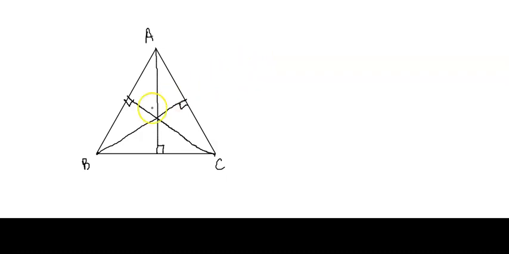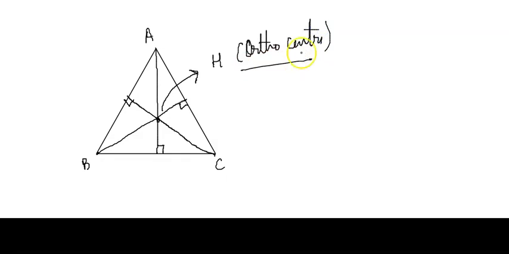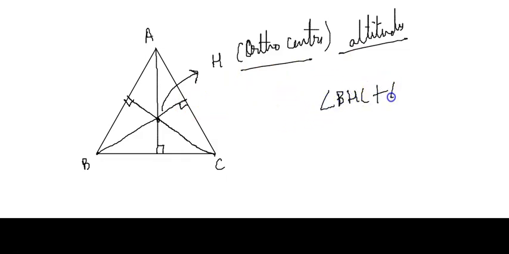So the point of intersection of all altitudes is called the orthocenter. What is the orthocenter? It is the point where all altitudes intersect. And the property of the orthocenter is that angle BHC and angle A are supplementary angles. In the same way, angle AHC and angle B will add up to 180 degrees.